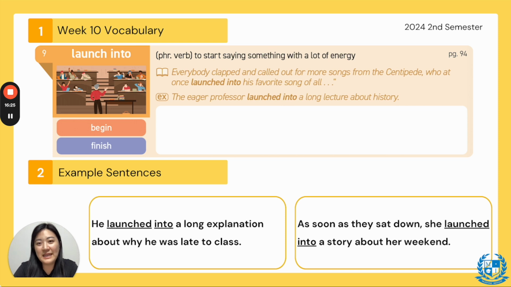In our book it says, everybody clapped and called out for more songs from the centipede, who at once launched into his favorite song of all. So he started to sing more. There were a lot of his songs. Example, 1, 2, 3. The eager professor launched into a long lecture about history.